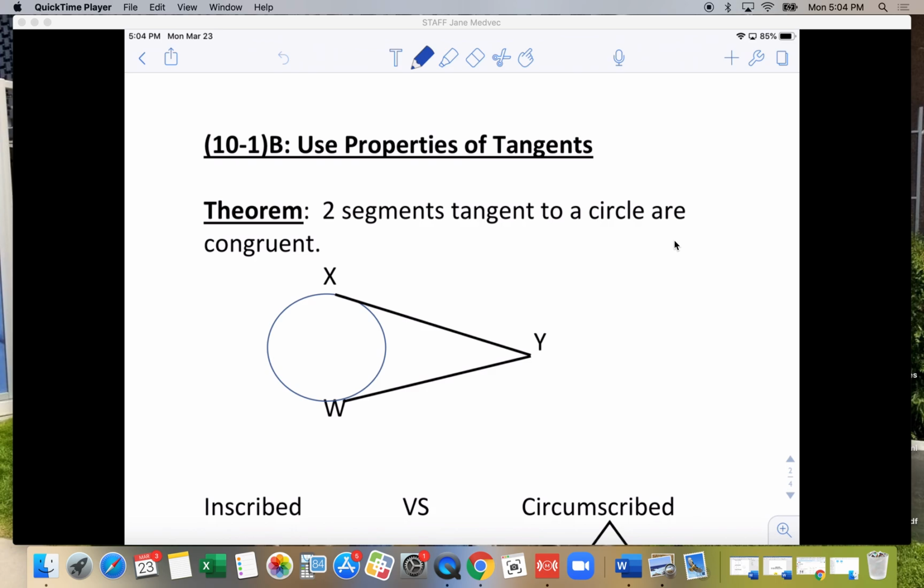Let's look at the theorem. You're going to notice in this theorem it says two segments tangent to a circle are congruent. What this means is if I have a line xy and I have a line wy, if they're tangent to that circle, this section and this section are congruent. And that is going to be helpful with the problems that we look at today.